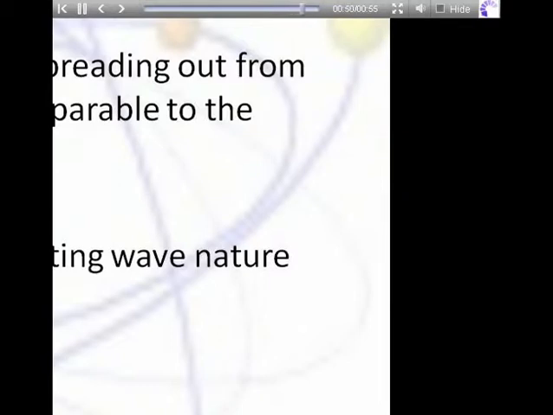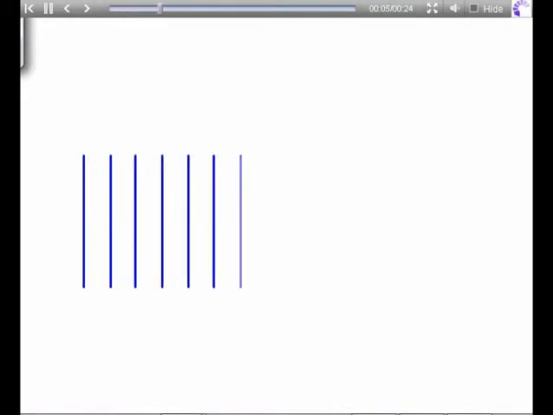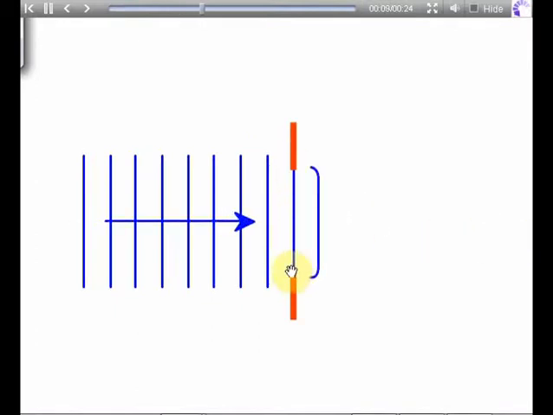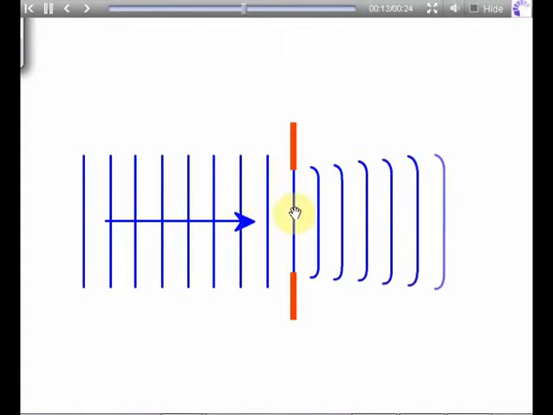Then we can obtain two results depending on the size of the opening. In case the size of the space is large as compared to the wavelength of the wave, for example, this is the opening and as compared to the wavelength of these waves, it is large enough, we will be able to see waves only in front of the opening beyond the obstacle. It seems as if the obstacle has cast a shadow.